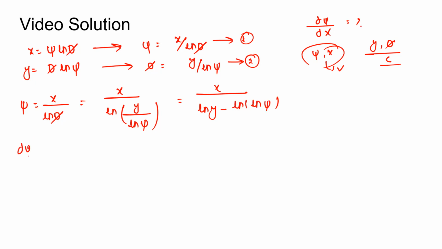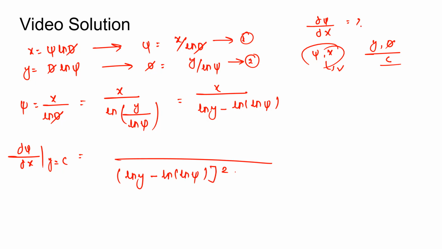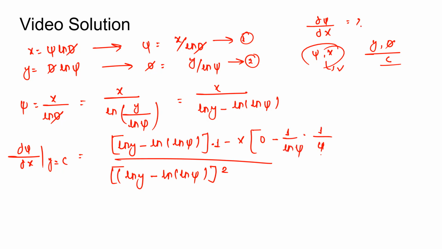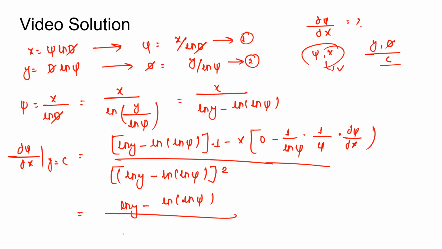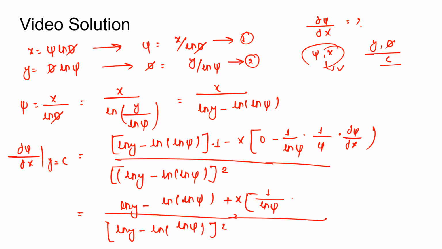Now if we differentiate it with respect to x with y being constant, using the u by v rule, we will get: ln y minus ln into ln psi, whole square, ln y minus ln into ln psi into 1 minus x into 0 minus 1 upon ln psi into 1 upon psi into del psi upon del x. Now if we simplify it, we will get ln y minus ln into ln psi divided by ln y minus ln into ln psi whole square. This will be plus, so we can write plus x into 1 upon ln psi into 1 upon psi into del psi upon del x.